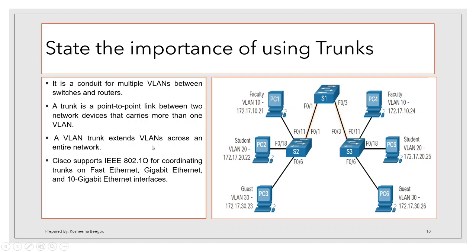A VLAN trunk extends VLANs across an entire network. Cisco supports IEEE 802.1Q for coordinating trunks on Fast Ethernet, Gigabit Ethernet, and 10 Gigabit Ethernet interfaces. So you will take note again that VLAN 10 will be able to talk with VLAN 10 in this network. VLAN 20 will be able to speak only with VLAN 20. It will not be able to speak with VLAN 10. It will not be able to speak with VLAN 30.